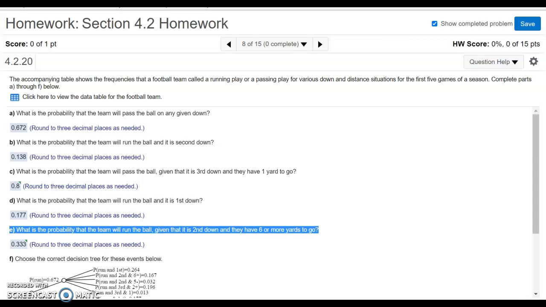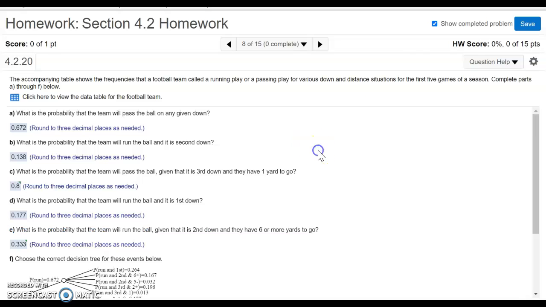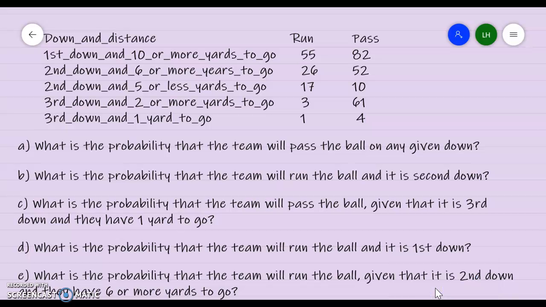Here we are given a table that shows the frequencies that a football team called a running play or a passing play for various down and distance situations for the first 5 games of the season. And it wants us to complete parts A through F below. So I've copied this over onto my board here. And we want to know first, what's the probability that the team will pass the ball on any given down?